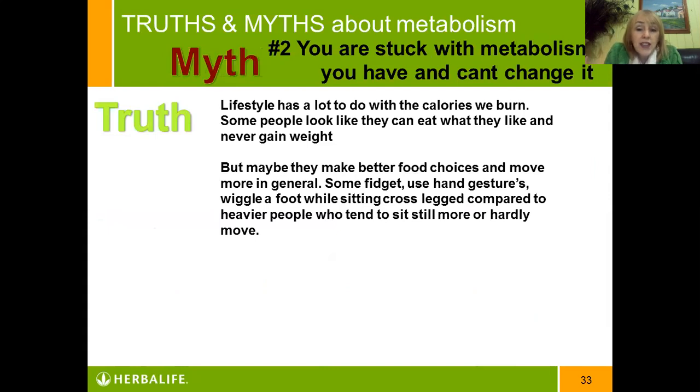Some people look like they can eat whatever they like and never gain weight. And maybe they make better food choices and move more in general. Some fidget with hand gestures, wiggle a foot while sitting cross-legged, compared to heavier people who tend to sit still more and hardly move.